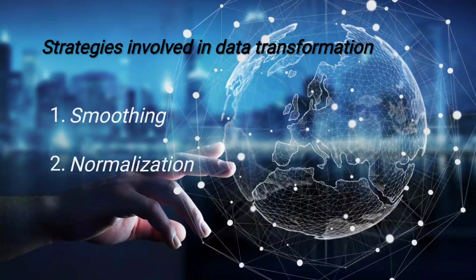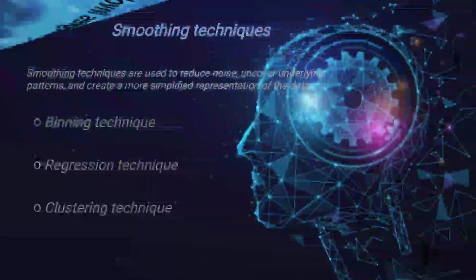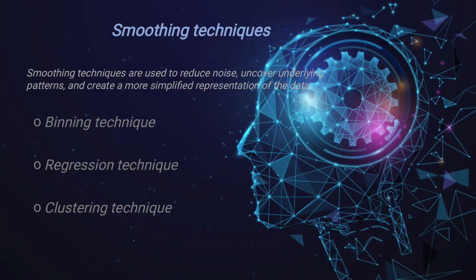Next, strategies involved in data transformation. Data transformation contains many strategies, but I want to discuss two techniques. First one, the smoothing technique, and second one, the normalization technique. First, smoothing techniques. Smoothing techniques are used to reduce noise, uncover underlying patterns, and create a more simplified representation of the data. These include three techniques: the binning technique, the regression technique, and the clustering technique.